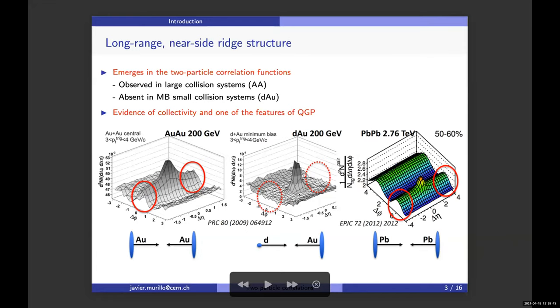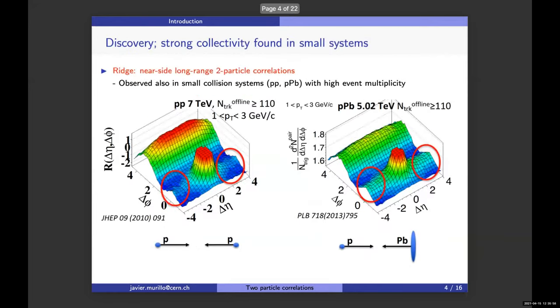And in this smaller system, you don't see the ridge, but you see significant measured coefficients that could be related or not to a sort of quark gluon plasma effect. In this case, these are other results from the LHC with proton-lead, where this effect is seen, especially for the case of higher track multiplicity events.